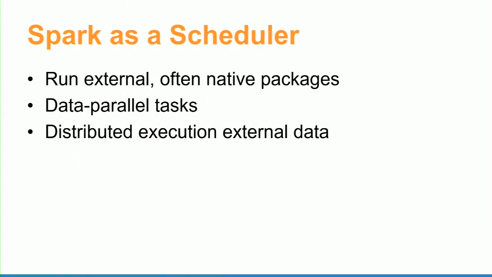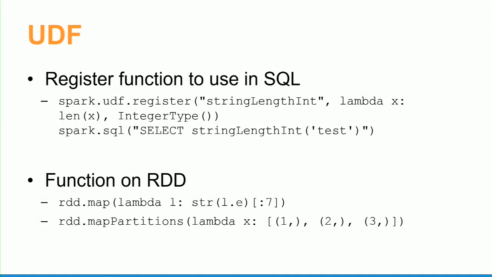So Spark could be used as a scheduler. This is a term that comes up pretty often these days. The idea is you take Spark, you have the data, you do your transformation, but at the end, you remember the diagram we looked at, you pipe it through other external, most likely native, packages. You can use it for data parallel tasks, or for distributed execution with the same set of data, such as training a model in parallel. So UDF is actually a great way to do that.